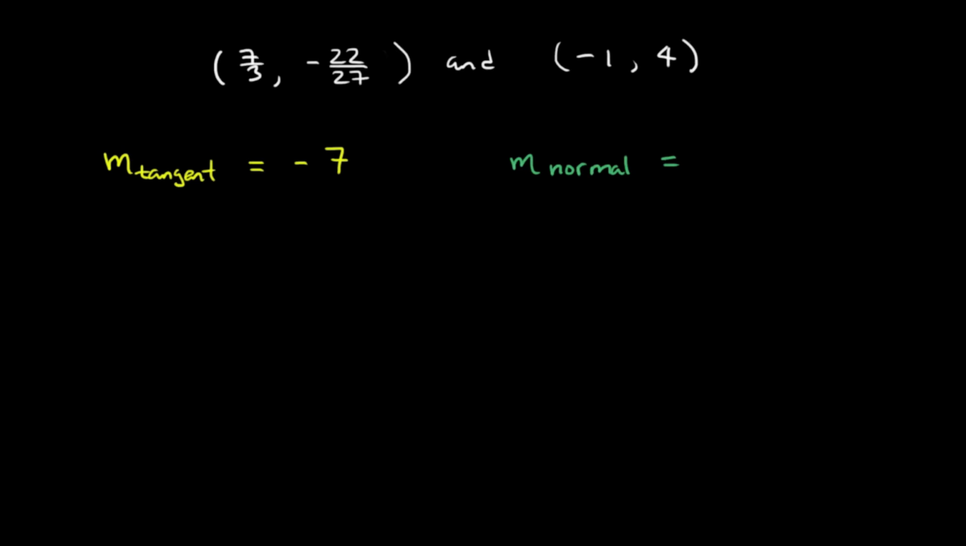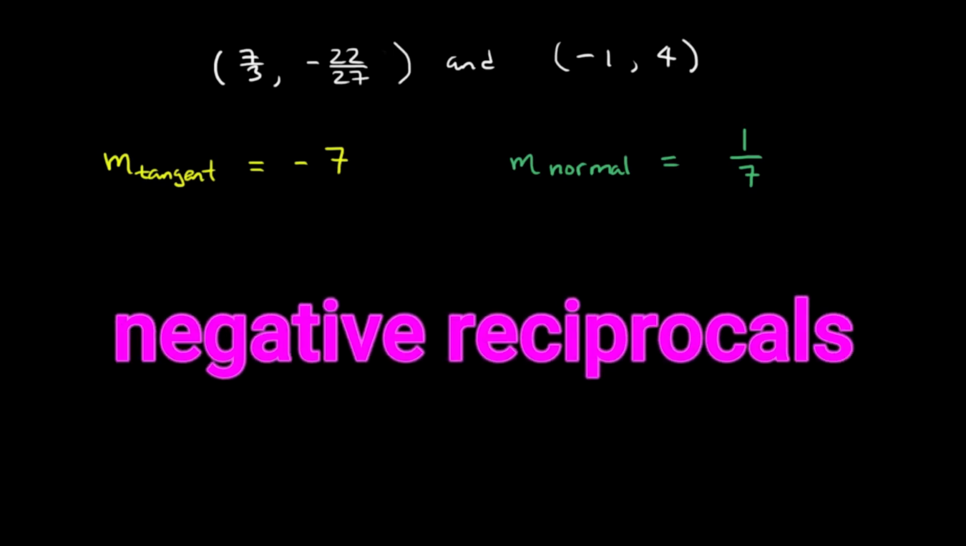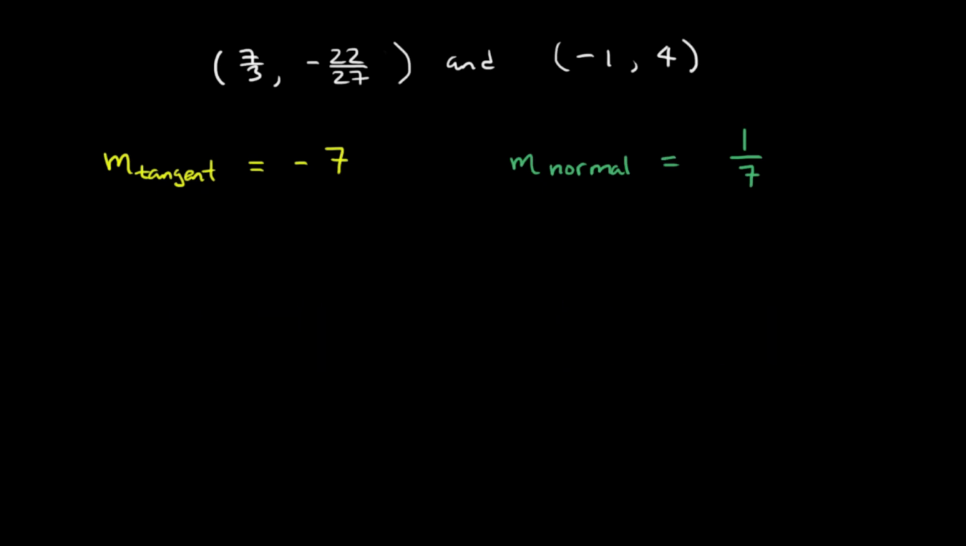So -7 becomes +7, and you also have to take the reciprocal of it. Usually what we say is, if two slopes are negative reciprocals of each other, then those two slopes are perpendicular. A little mathier way of writing that relationship is to say the product of the two slopes is -1 if the two slopes are perpendicular.